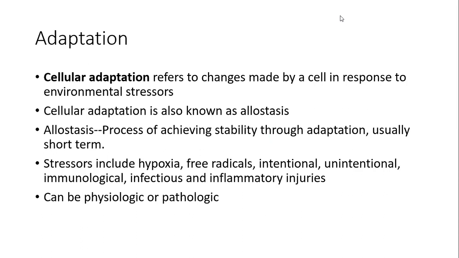Cellular adaptation refers to changes made by a cell in response to environmental stressors. Cellular adaptation is also known as allostasis. Allostasis is the process of achieving stability through that adaptation, usually short term. Things that might bring this stress response about are hypoxia, free radicals, intentional or unintentional injury, immunological injury, infectious and inflammatory injuries. These adaptations can be physiologic, which means beneficial, or pathologic, which means injurious.